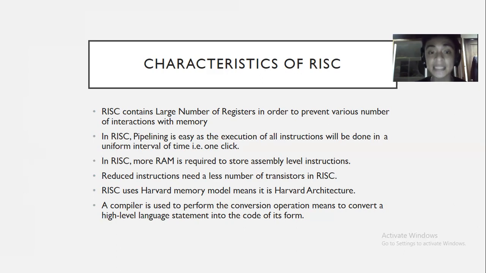Reduced instructions need a smaller number of transistors in RISC. This is a good thing. This makes it hardware friendly. RISC uses the Harvard memory model, which means it is Harvard architecture. So that is RISC. It hails from Harvard. Then a compiler is used to perform the conversion, meaning to convert a high-level language statement into the code of its form. Okay, so you will need a compiler to perform the conversion.